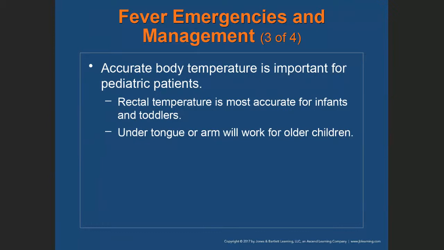Accurate body temperature is important for pediatric patients. Rectal temperature is the most accurate for infants and toddlers. So the best place to get a temperature for an infant and toddler is the rectal area. Under the tongue or arm will be the most appropriate place to get an accurate temperature for older children.